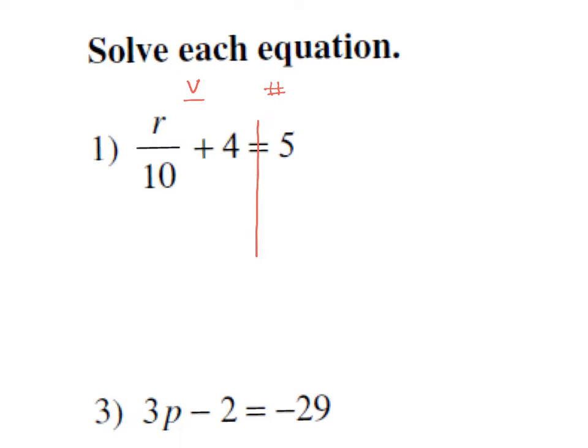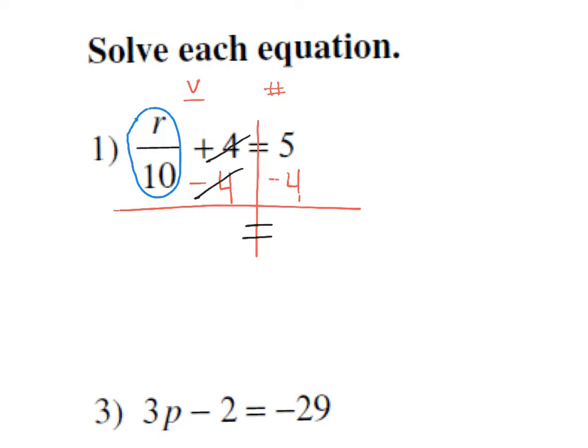Next thing I'm going to do is I like to circle my term with the variable. So my term here is r over 10. That's my variable term. And then everything that's not circled, so that plus 4, that's what I'm going to want to move first. So to get rid of that plus 4, I'm going to subtract 4. Carry down my equal sign. My 4's cancel. Then I'm on the left-hand side left with just r over 10 equals 5 take away 4 is 1. Now it's a one-step equation.